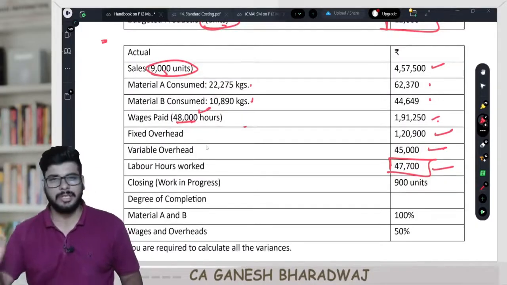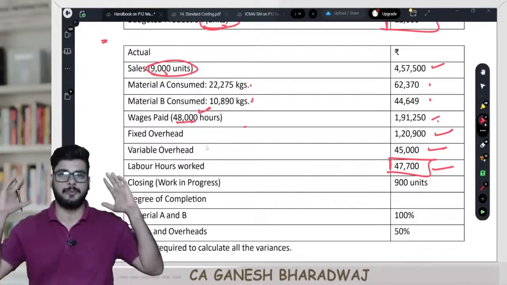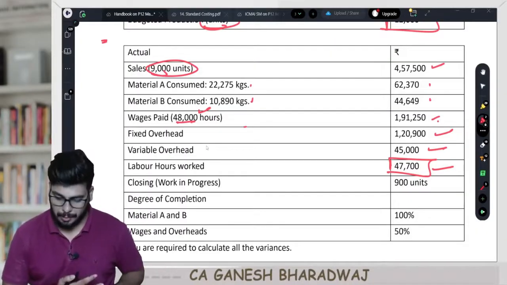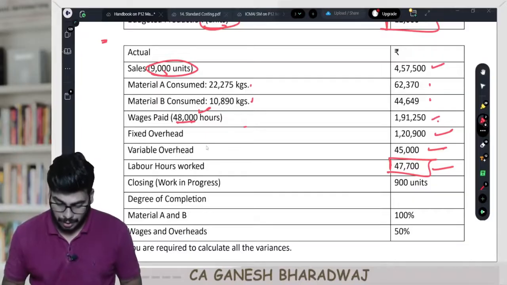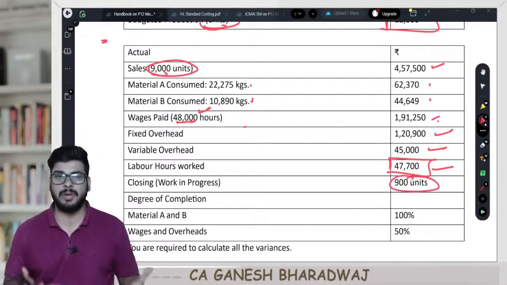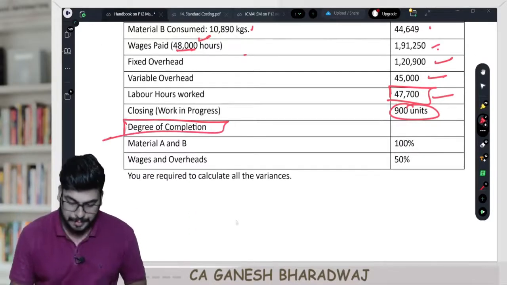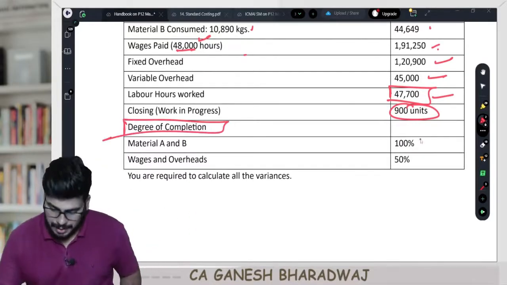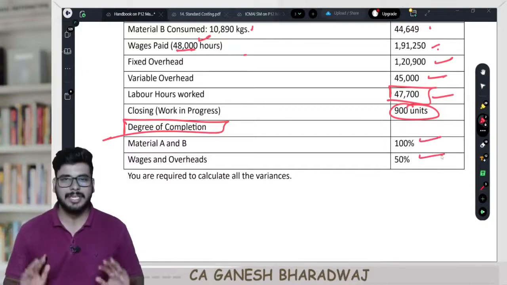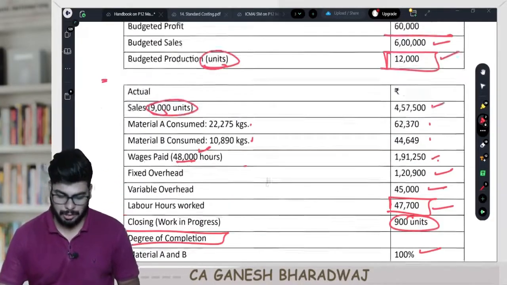Now, a very, very important and a beautiful and unique adjustment in this particular question is with respect to your closing WIP. They have given that closing WIP is how much? 900 units. Obviously, WIP is incomplete units. They have given the degree of completion. With respect to material A and B, it's 100% complete. With respect to wages and overheads, it's 50% complete. Simple. You're required to calculate all the variances in this particular concern.